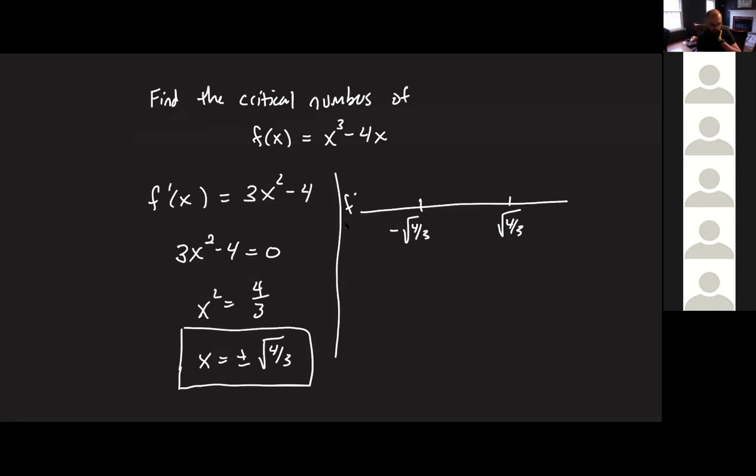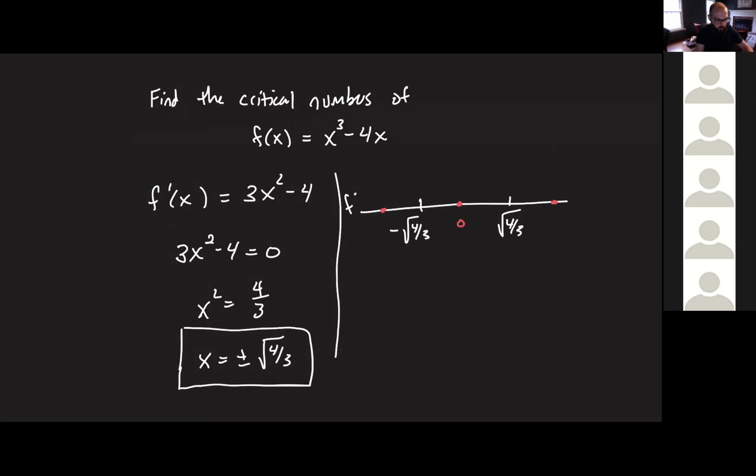not what the value is. So we only care if it's positive or negative. Okay, so what we're going to do is we're going to go through and we're going to pick points inside of these different intervals. And so if we think about this, so this would be, say, 0, right? So 0 is a number that lives between negative square root of 4/3 and positive square root of 4/3.